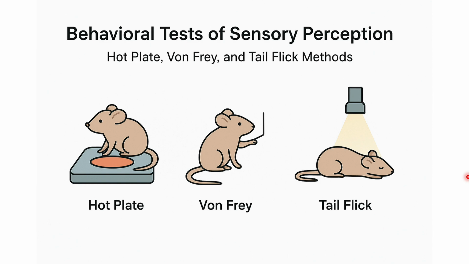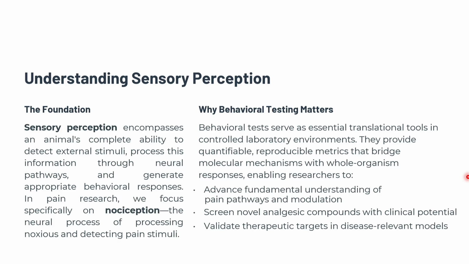Okay, so these are the different behavioral tests for sensory perception. These involve hot plate, von Frey, and tail flick. So why is sensory perception important to study? So it tells us about the animal's complete ability to detect external stimuli, process the information through neural pathways, and generate appropriate behavior responses. In pain research, we focus specifically on nociception, which is the neural process of processing noxious and detecting pain stimuli. And why behavioral testing matters?